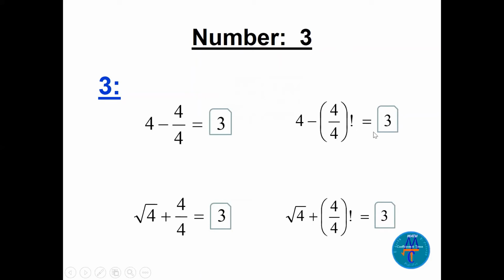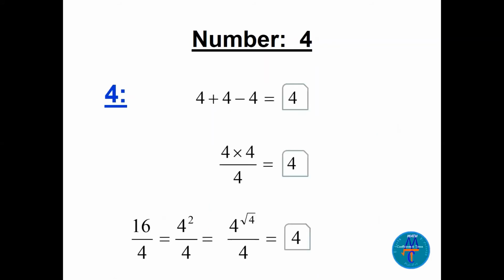4 over 4 factorial is 1 also, same. Square root of 4, which is 2, plus 4 over 4. So 2 plus 1 is equal to 3. And square root of 4 plus 4 over 4 factorial is equal to 4. Can you try number 4, please? And compare with my answers.